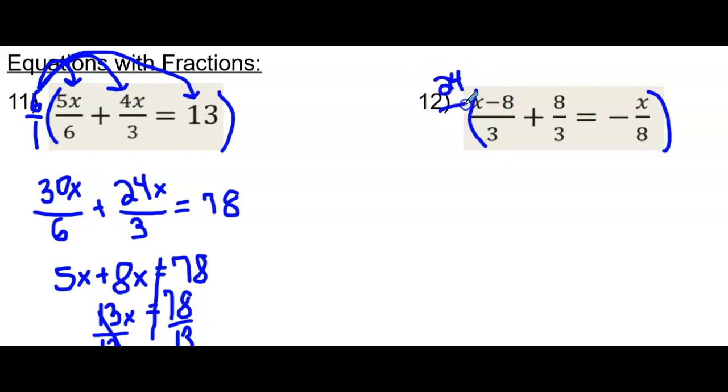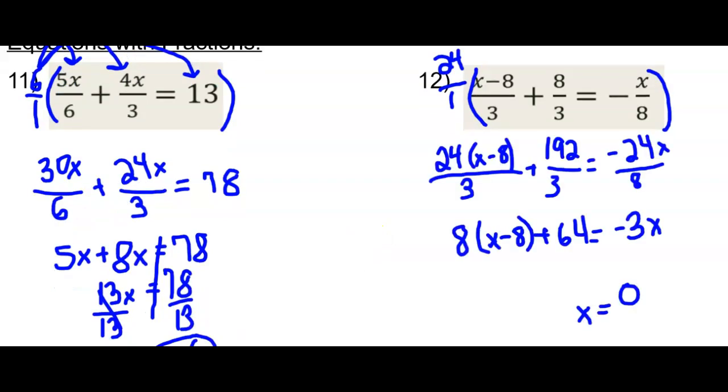So I'd like you to pause the video and then come back when you've done solving this and you'll be able to see my work. All right, take a look at my work for number 12. I had to distribute the 24. And then I simplified. If you noticed in the first part, I kept the numerator in parentheses so that I could eliminate the fraction by doing 24 divided by 3 is 8.